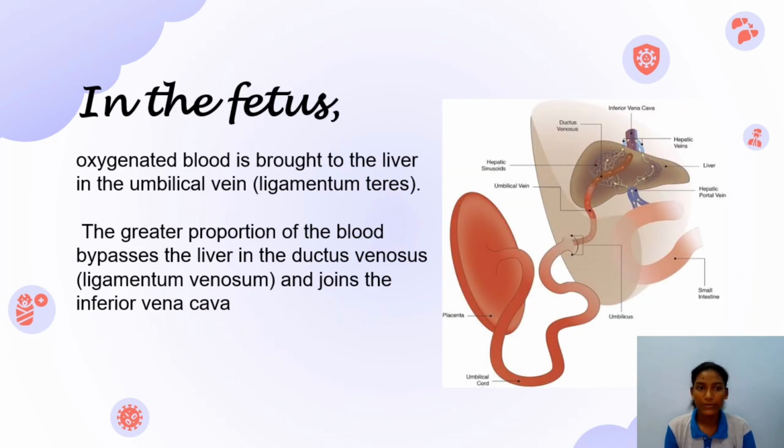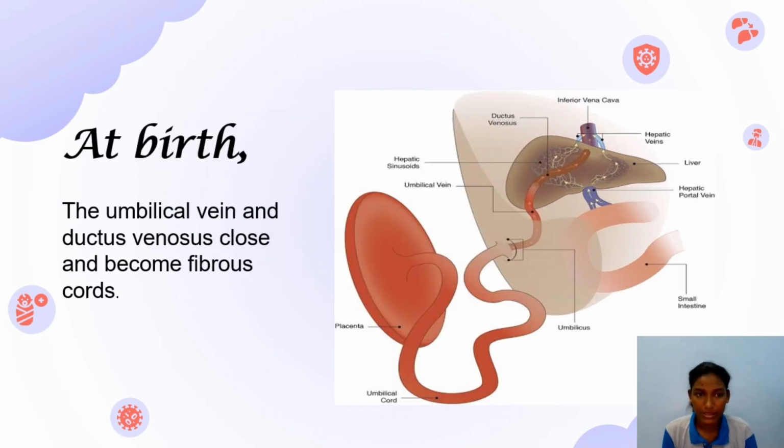In the fetus, oxygenated blood is brought to the liver in the umbilical vein. The greater proportion of the blood bypasses the liver in the ductus venosus and joins the inferior vena cava. At birth, the umbilical vein and ductus venosus close and become fibrous cords.